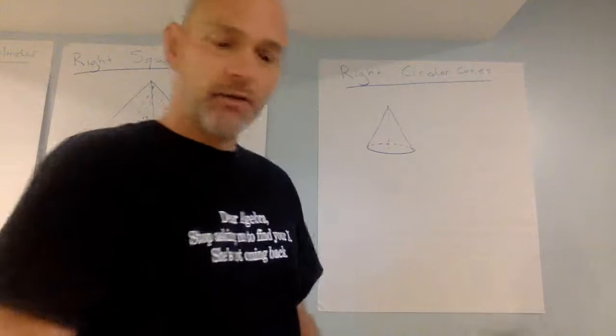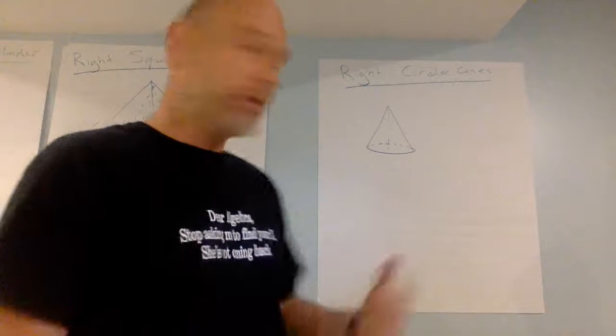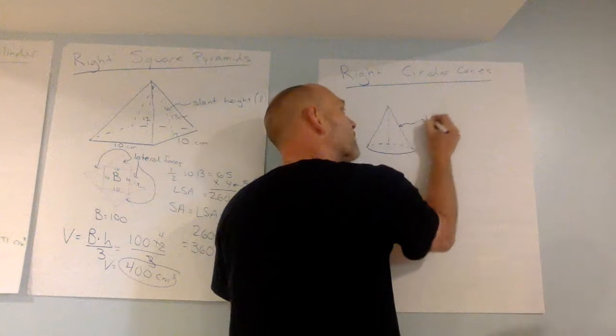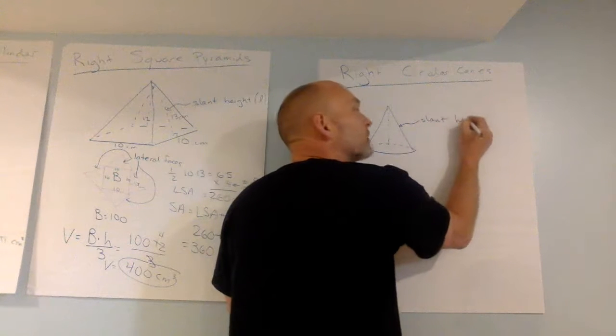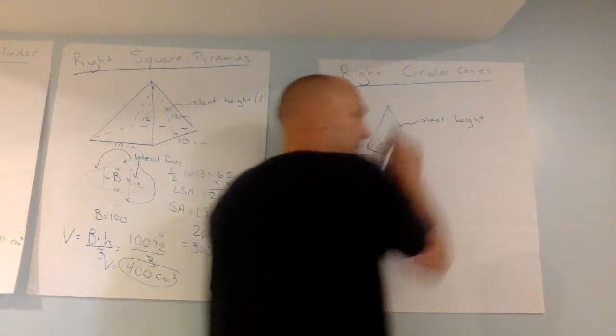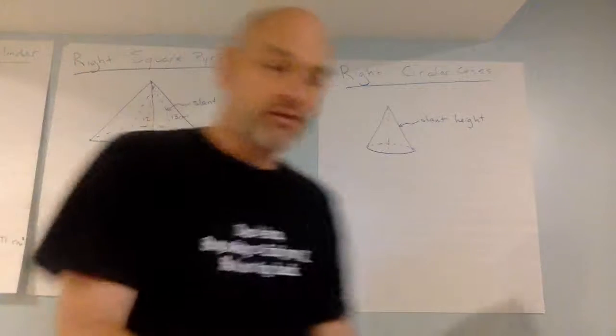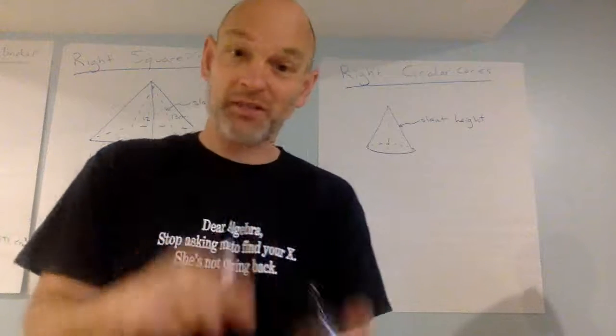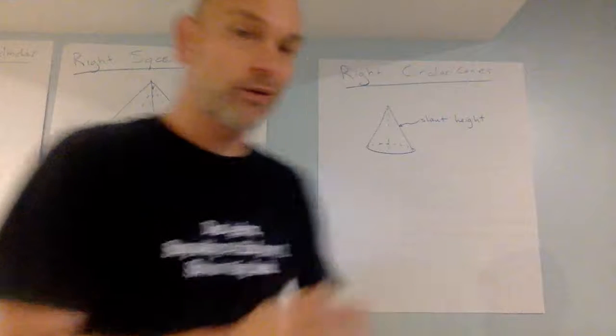As we look at this one, we again are going to have a slant height right here. You may remember from the last video, Sawyer's excellent question about the edges. For this one, there is no edge. The slant height is the slant height all around because it's circular. So it's kind of nice, there's only one number there.